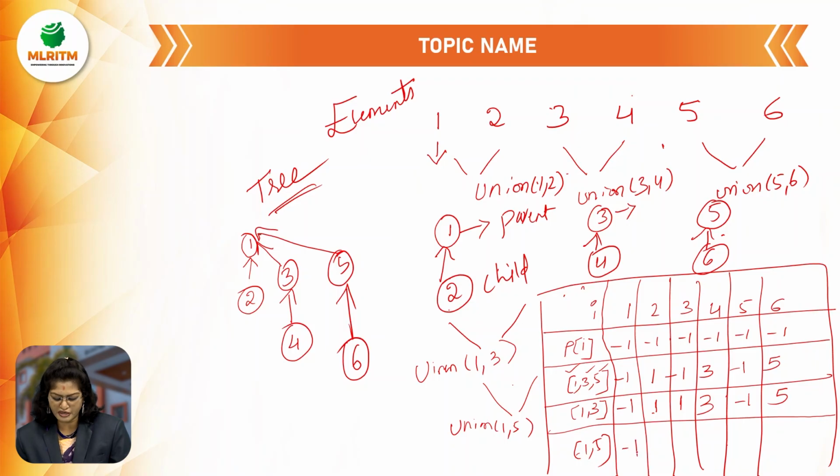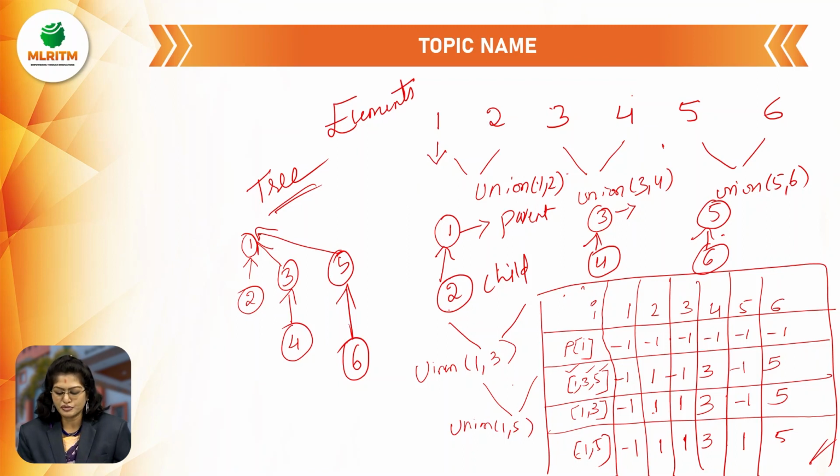Now the final answer you need to update here. 1 is your parent node -1, and 2's parent node is 1, 3's parent node is 1, 4's parent node is 3, and 5's parent node is 1, and 6's parent node is 5. So this is your final answer for simple union. All right, clear? Yes. Simple.